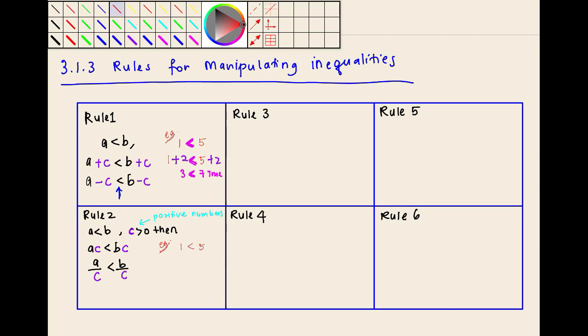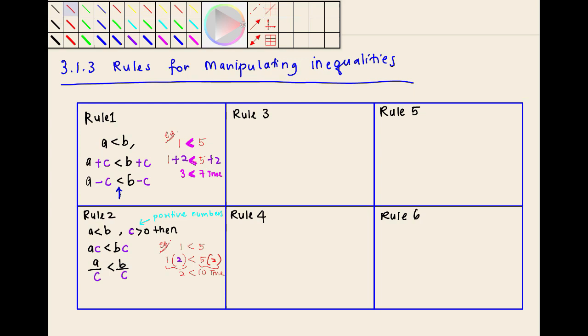We do the same example, okay? 1 is less than 5. Kita darabkan dengan satu nombor yang bernilai positif. So, pick any positive numbers. Let's say I pick 2. So 1 multiply with 2, on the other side goes the same thing, 5 multiply with 2. It doesn't change direction. Now if we solve this, you get 1 multiply with 2, you get 2. 5 multiply with 2, you get 10. 2 is less than 10 and it is true. So betul lah, you darab dengan any positive number tidak akan mengubah arah inequalities.